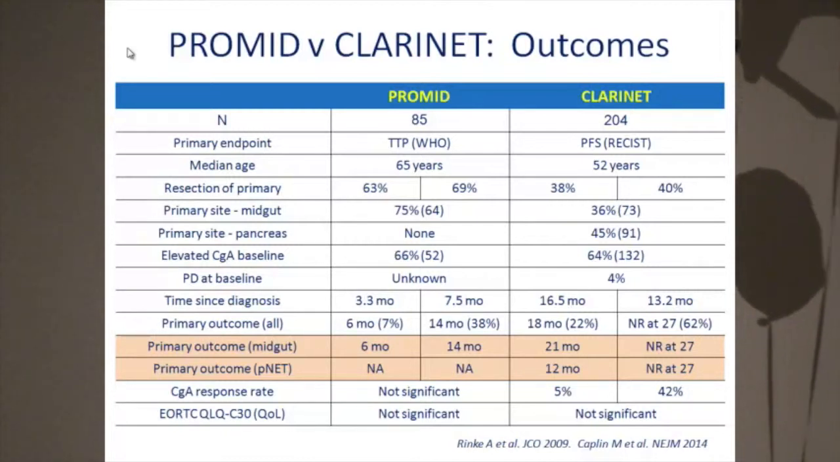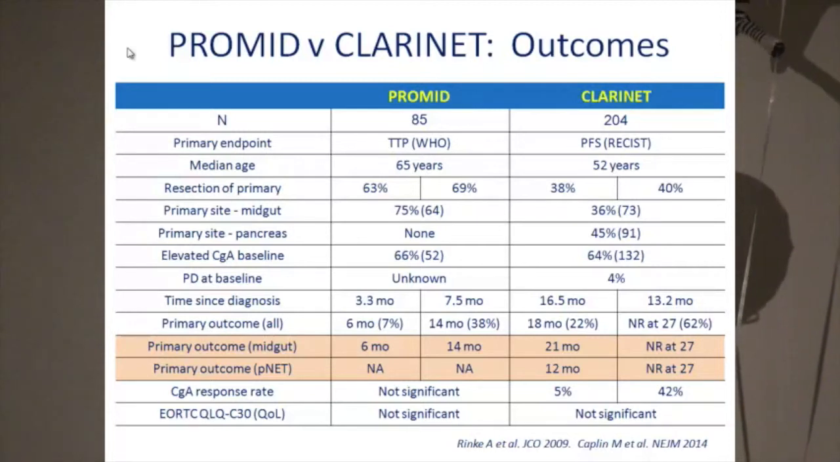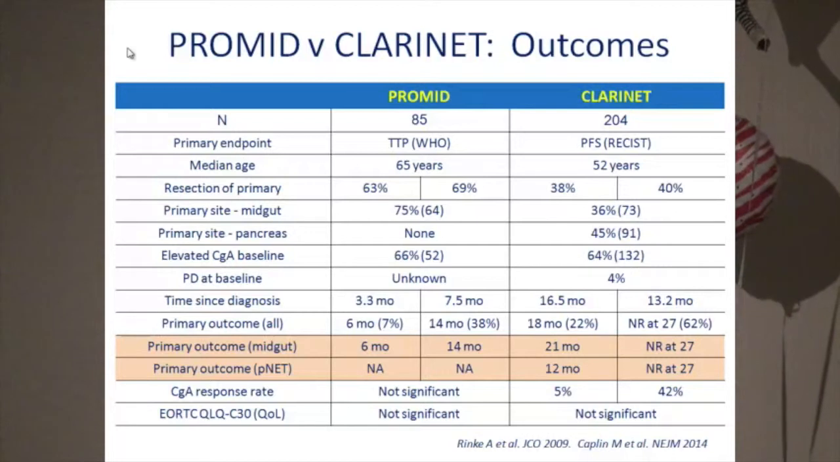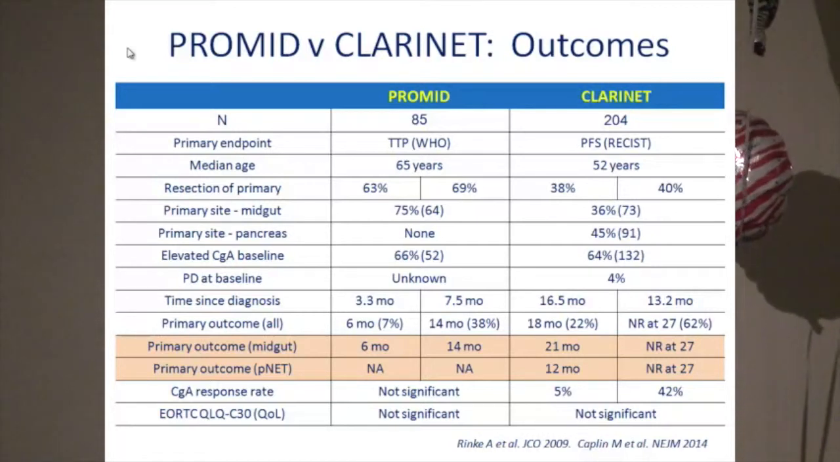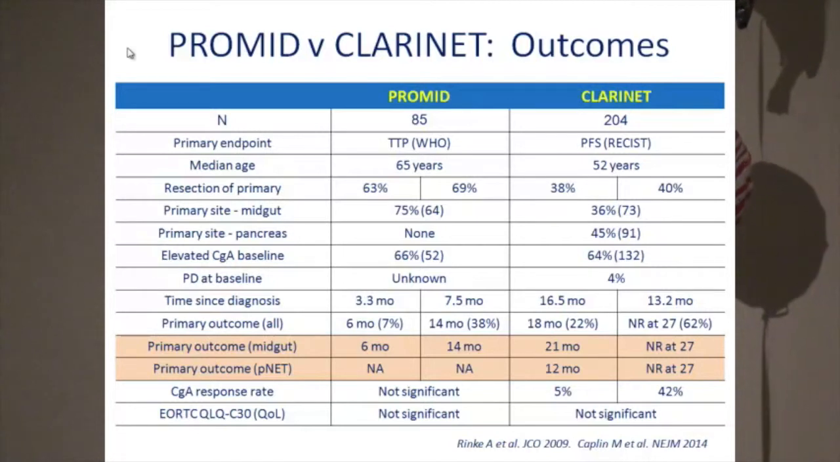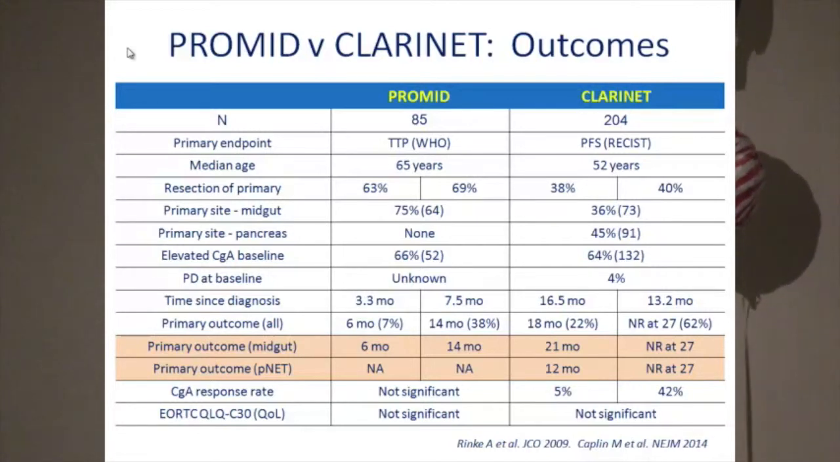For pancreatic neuroendocrine tumor, that was not analyzed in the PROMID, or that was not studied in PROMID, but in CLARINET, the placebo arm has 12 months, and then the treatment arm with Lanreotide was not reached at the 27 months, which means that the progression-free survival is likely beyond 27 months.